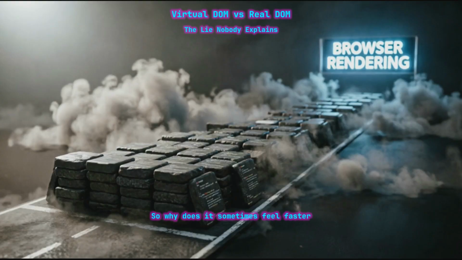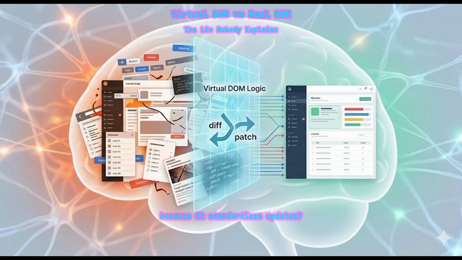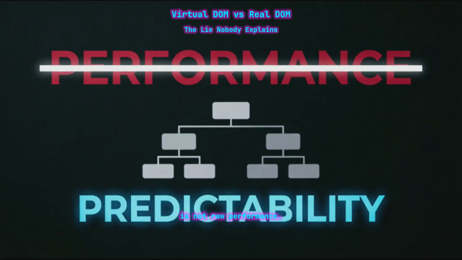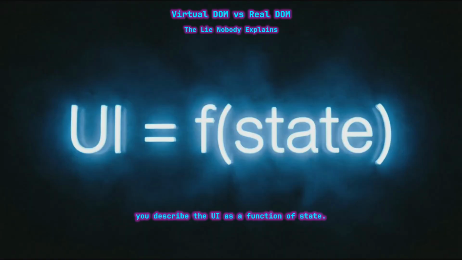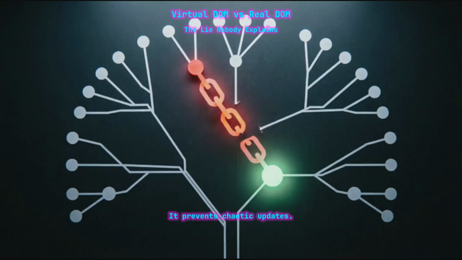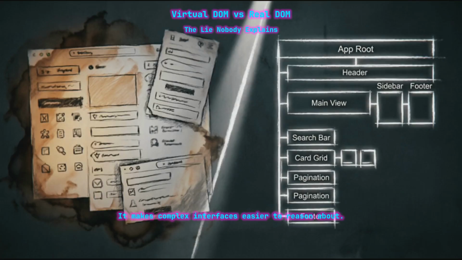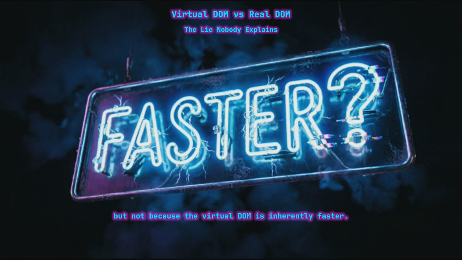So why does it sometimes feel faster? Because it standardizes updates. The real advantage of the virtual DOM is not raw performance, it is predictability. Instead of developers manually mutating the DOM in scattered and inconsistent ways, you describe the UI as a function of state. That constraint forces structure. It reduces accidental reflows. It prevents chaotic updates. It makes complex interfaces easier to reason about. So yes, apps often feel smoother, but not because the virtual DOM is inherently faster. It is because it enforces a cleaner model.